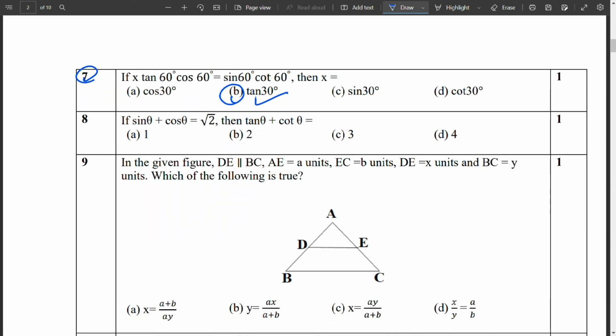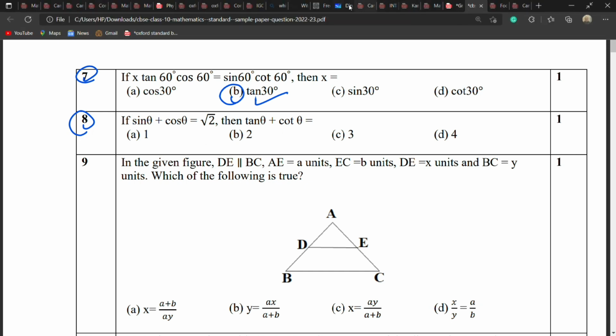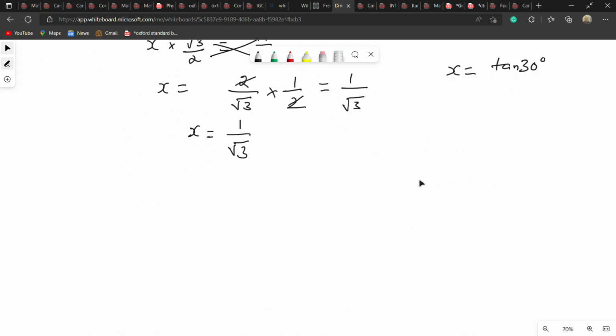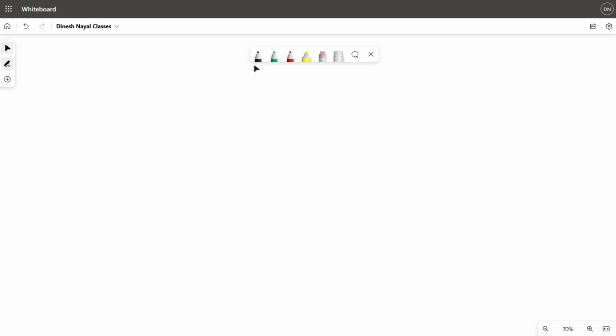Now moving on to the next question, which is question number 8. If sin theta plus cos theta is root 2, then you have to find tan theta plus cot theta. The options are A is 1, B is 2, C is 3 and D is 4. So writing this question on the whiteboard. So this is question 8.